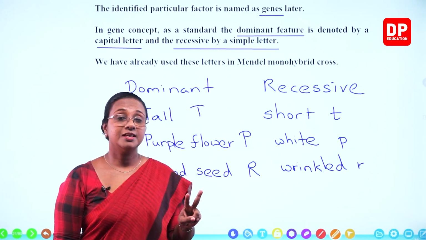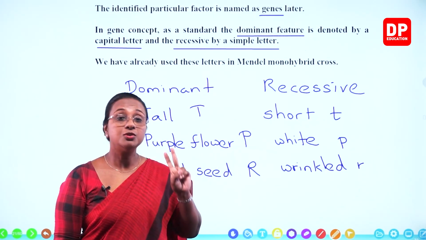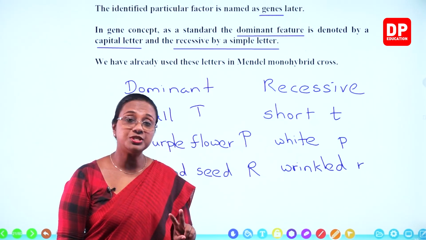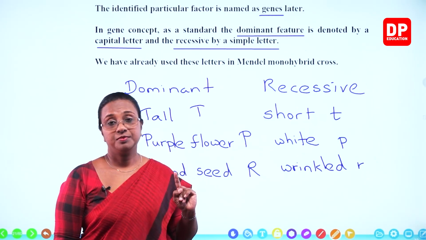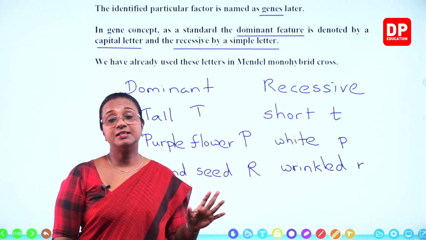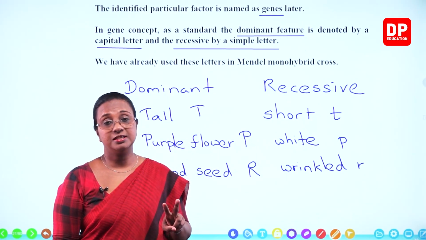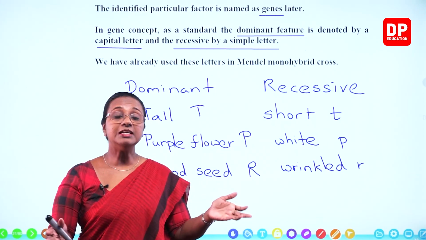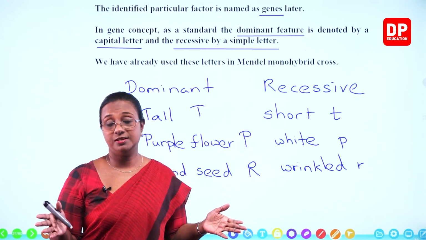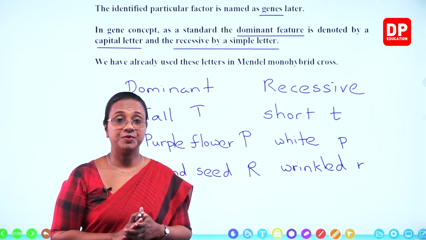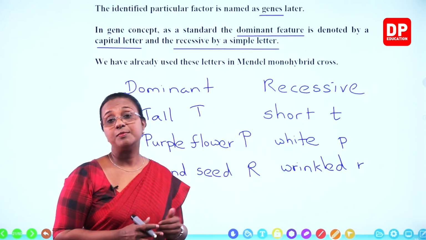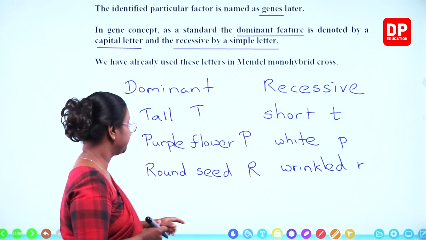So always there is a pair of genes, two factors. So two genes that are responsible for one feature. Height of the plant is determined by two genes. Color of flower is determined by two genes. I'm sure you all can understand that. So with that, students, we'll move on to the next slide.